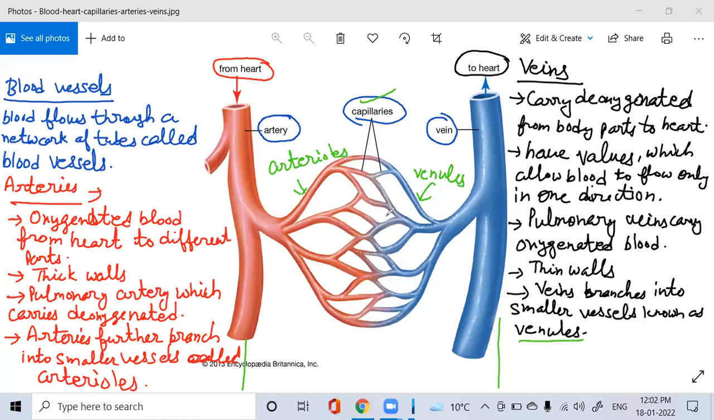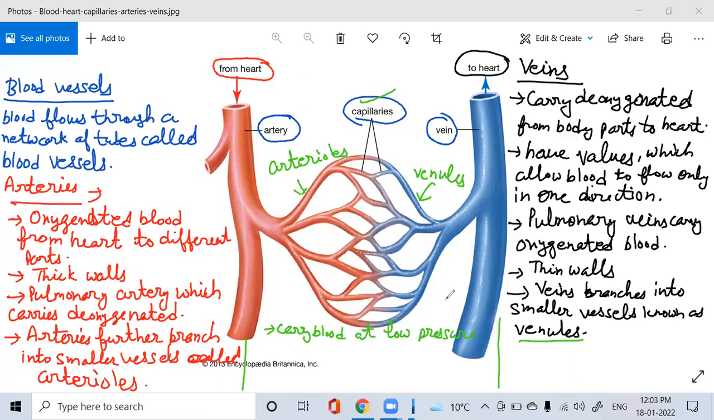Right? They carry blood at very low pressure. We can mention here, capillaries carry blood at low pressure, okay, right? And they are responsible for exchange between the body cells and the erythrocytes. Oxygen passes through the capillary wall and into the tissues, and carbon dioxide passes from the tissue into the blood.